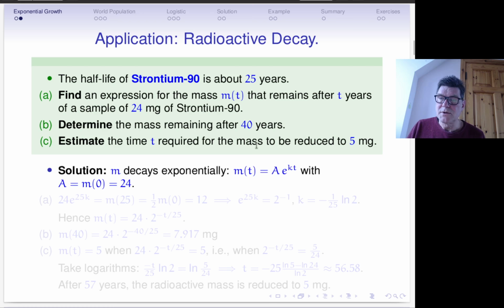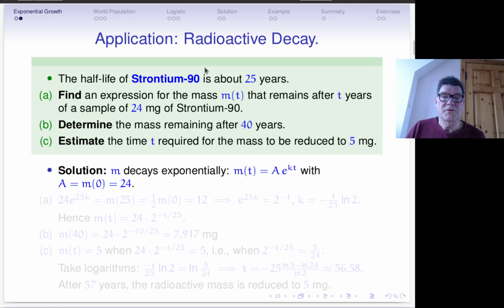And since we know that this is exponential behavior, exponential decay, we know that the function that expresses m in terms of t has the form of an exponential function. It's capital A times e to the power kt with some constants A and k. Setting t equal to 0 in this formula makes the e to the kt equal to 1, and we see that the constant A is the value of m at time 0. That's the 24 milligrams that we start off with at time 0. So we can set capital A equal to 24.